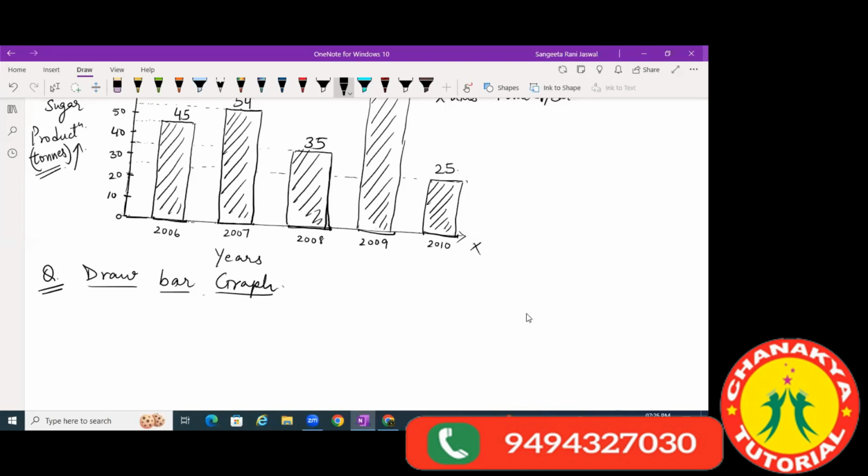Okay, now draw a bar graph. I'm giving the data here. There is disturbance from the side. Please mute yourself.